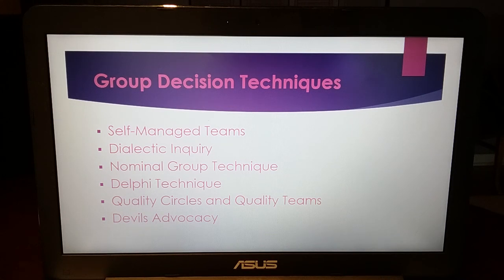Okay, there's a couple different ways that you can handle group decisions. One is self-managed teams. We talked about that in the previous chapter. Dialectical inquiry is this idea that there's a debate between two different people on the same topic. Nominal group technique is this idea that everybody writes down what their ideas are, and they do it silently and without any authorship, and then they're gone through one by one. No criticism. It's similar to brainstorming. There's no criticism allowed when they discuss each one.